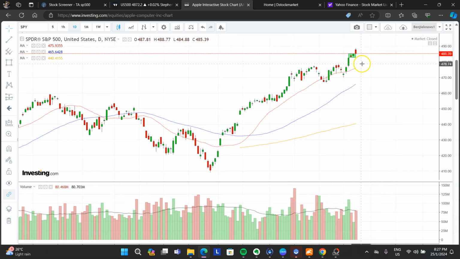On the daily chart, the S&P 500, the US stock market, is still healthy. You should have a bullish bias.